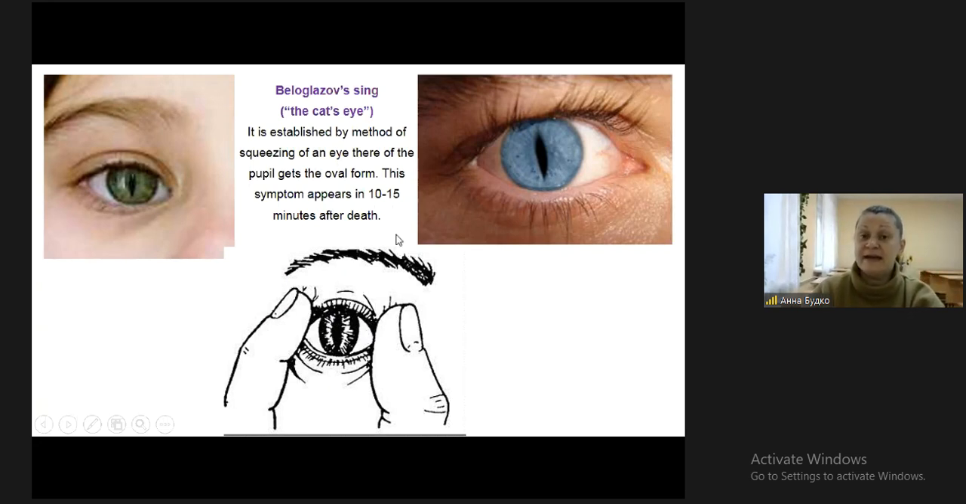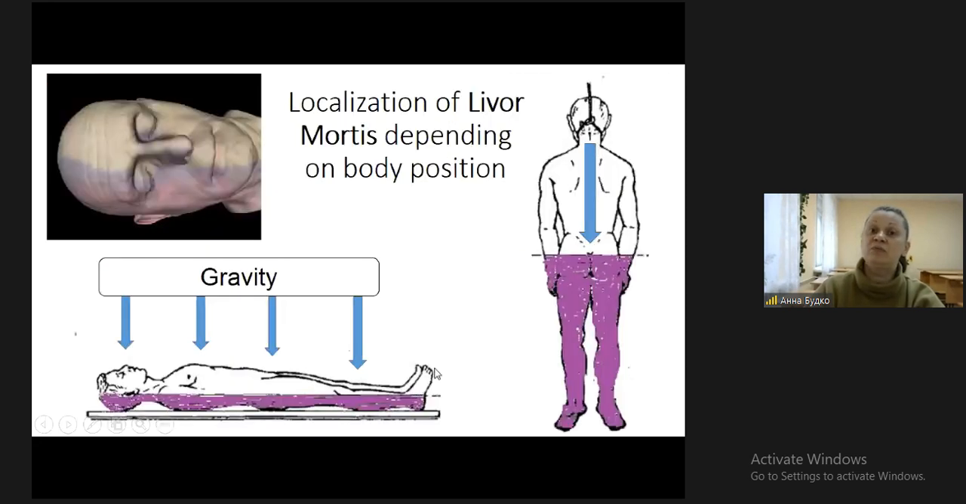And this sign you can see 10 to 15 minutes after death in the post-mortem period. If the sign of cat's eye is present, the post-mortem interval is not less than 10 to 15 minutes. Next, livor mortis, or dead spots. In this situation, the main mechanism of formation of this sign, a change in the color of the skin, begins after the first step.